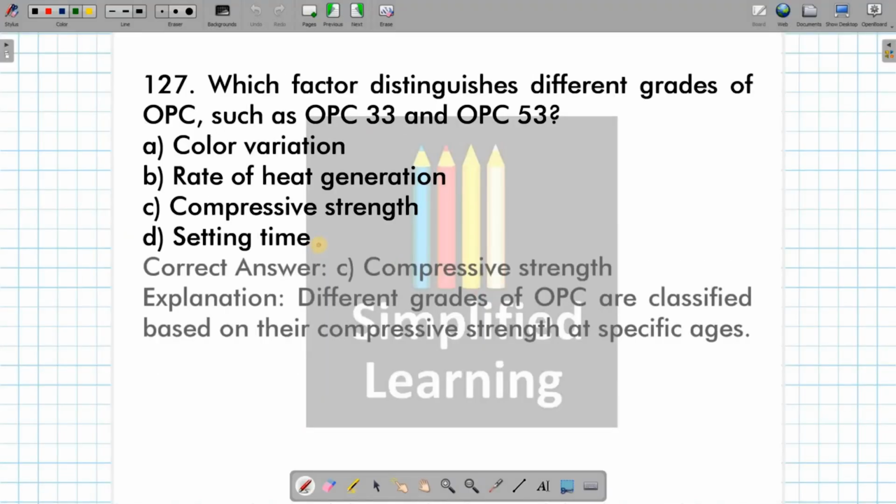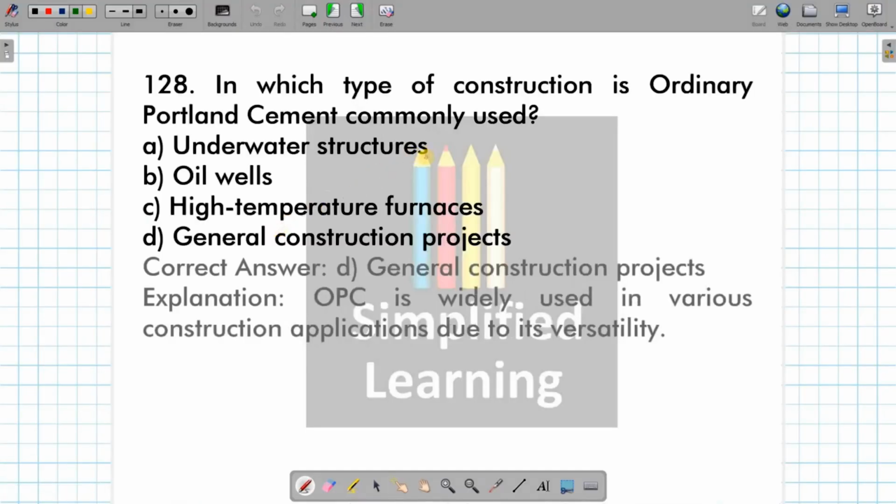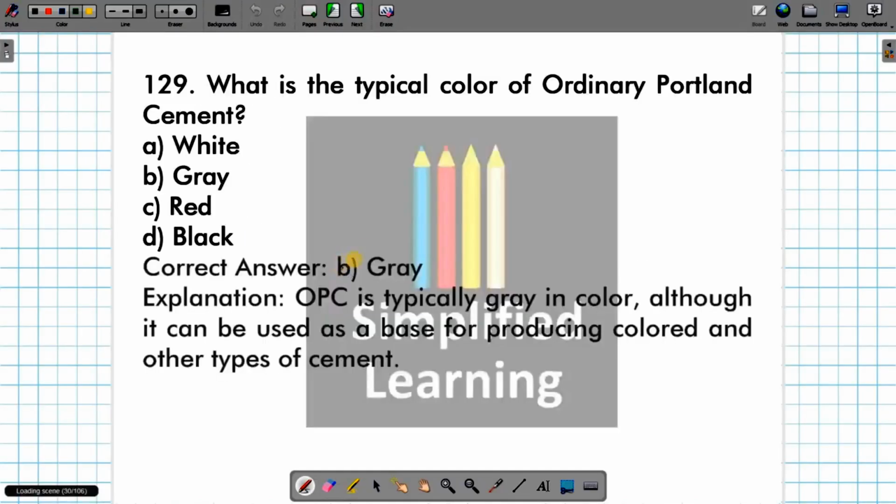Then which factor distinguishes different grades of OPC such as 33 grade and 53 grade? See, the grade, that is 33, 43 and 53, is nothing but the compressive strength of concrete. Then in which job is ordinary Portland cement commonly used? General construction projects, means general applications of projects are there, then we are going to use OPC over there. Then what is the typical color of ordinary Portland cement? Means the regular cement that we are talking about. OPC is grey in color, not white, not red, not black.